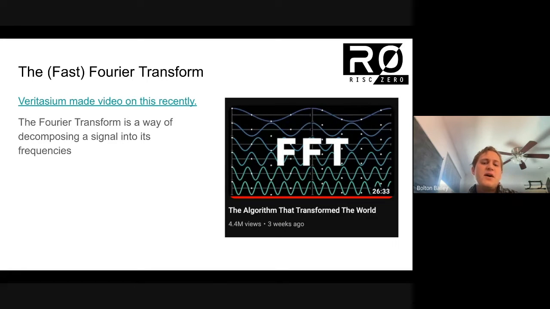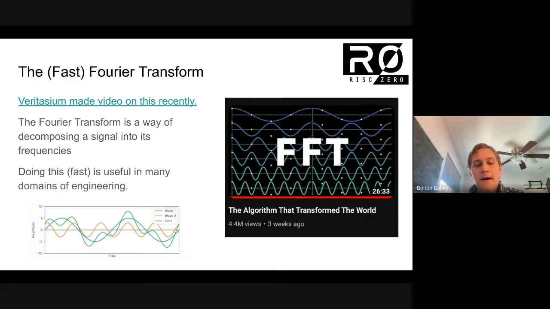In the case of the traditional Fourier transform, those are these sine waves that you can see here. And it's something that's useful across many domains of engineering, signal processing. It's really a very broadly useful mathematical idea, and it comes up in STARKs as well.